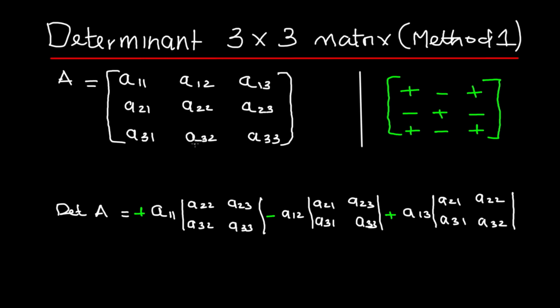Okay, so we are going to push it up a bit and try to understand the calculation of determinants of a 3 by 3 matrix. Here we're going to use method 1, then we'll look at method 2 in the next video. So here, we've got a matrix like this. We looked at this before.